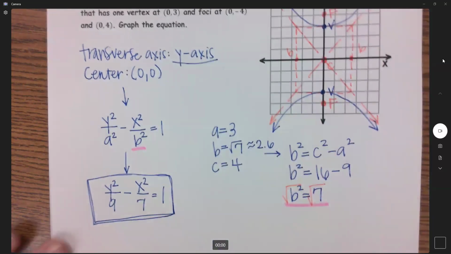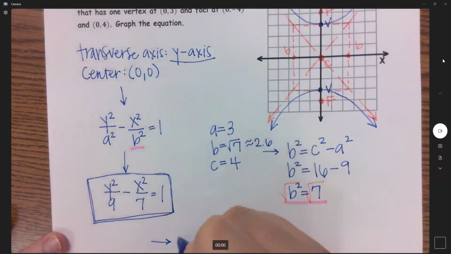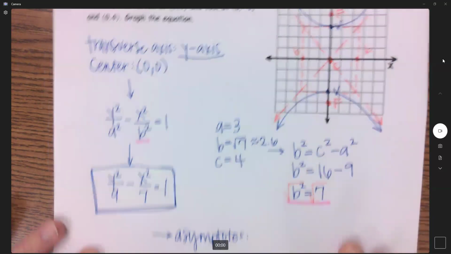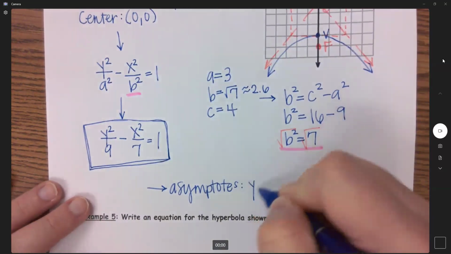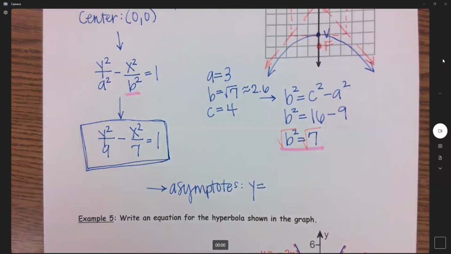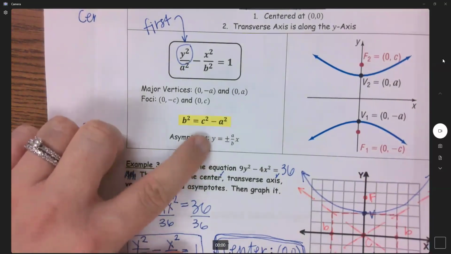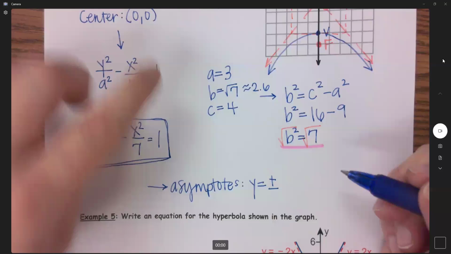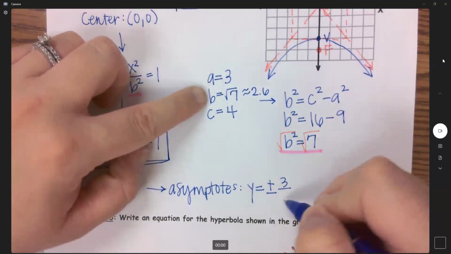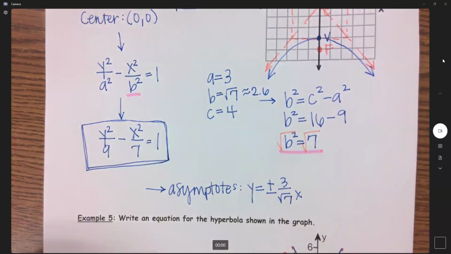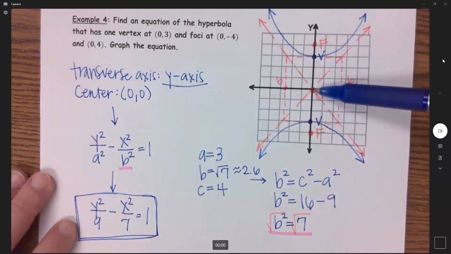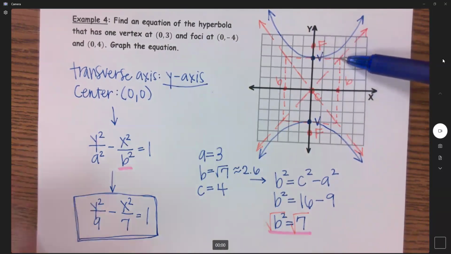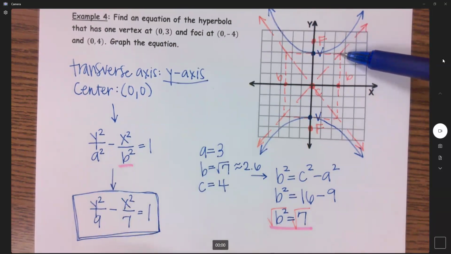Now this one doesn't ask anything about asymptotes, but just for practice, what are the equations of my asymptotes? And we are using y equals plus or minus a over b x. My a is 3, my b is square root 7. So if we look at that graph, we are going up 3 and then running 2.6-ish, which was that square root 7.